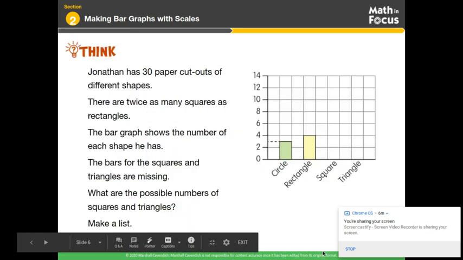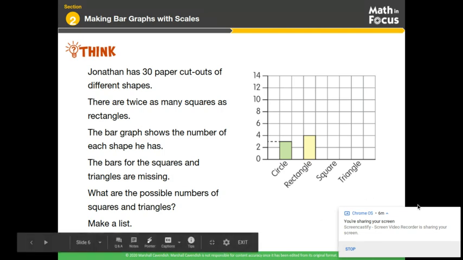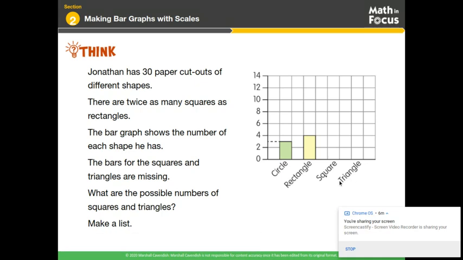So, let's go back to the question we started with. Jonathan has 30 paper cutouts of different shapes. There are twice as many squares as rectangles. Here's the bar graph. It shows the number of each shape he has: circles, rectangles, squares, and triangles. The bars for the squares and triangles are missing, though. What are the possible numbers of squares and triangles?